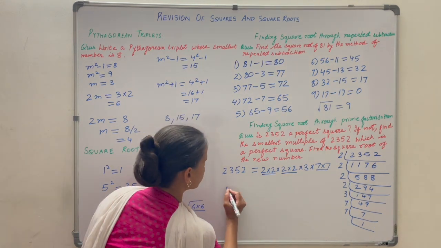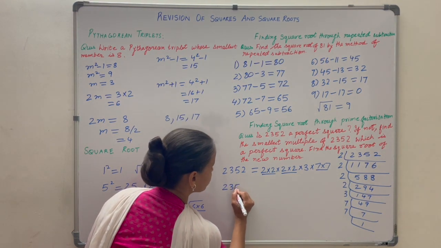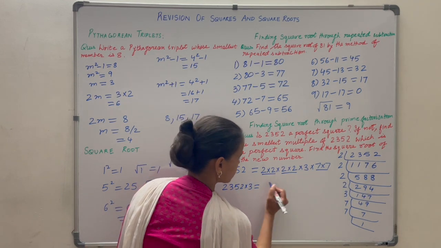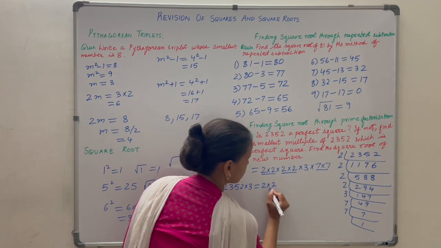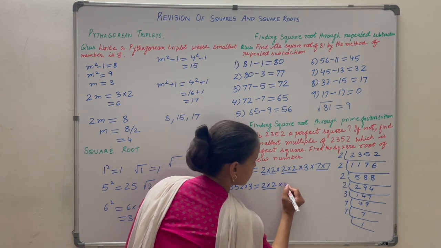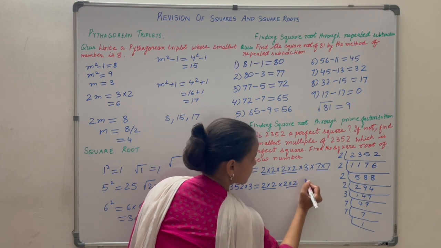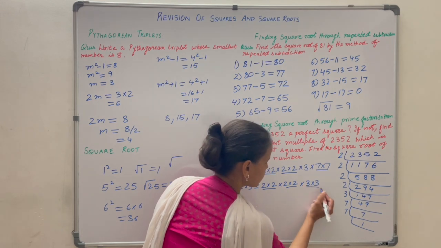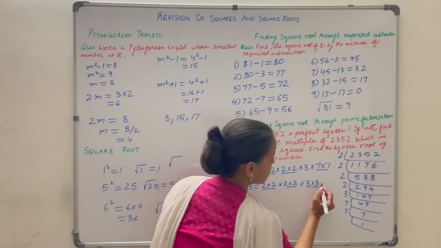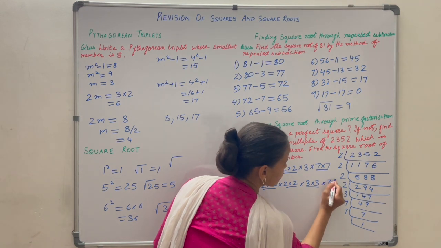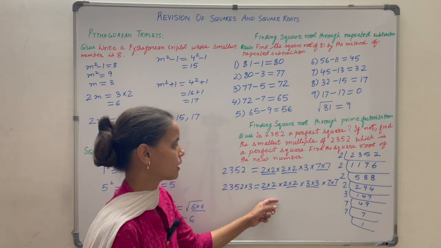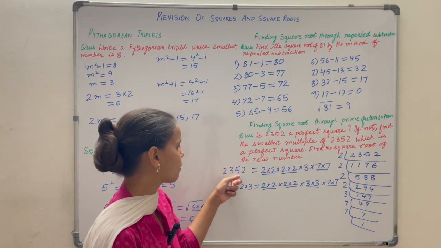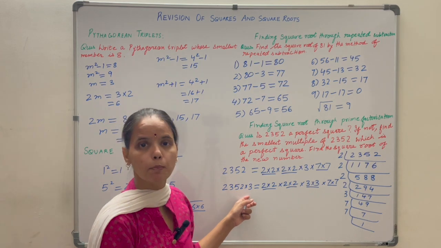So let us write down here 2352 into 3. So here multiplied by 3. Now this side also we have to multiply it by 3. So this 2 I am writing as it is, this 2 I am writing as it is. Then this 3, and I have multiplied 3 here, so I will multiply 3 here also. So now you can see the 3 is in pair and the 7 is also in pair. So each number is in pair. That means this number, which is a multiple of 2352, is a perfect square.